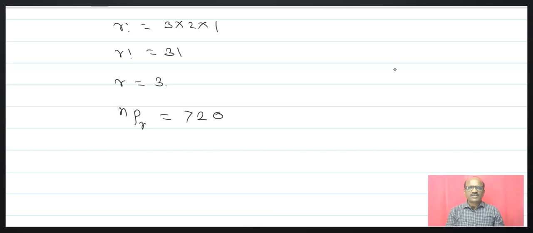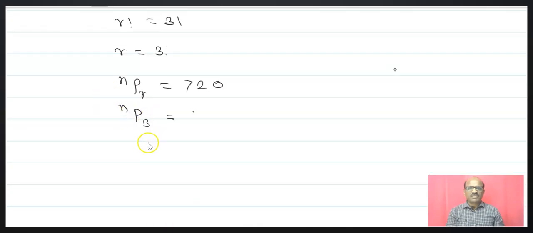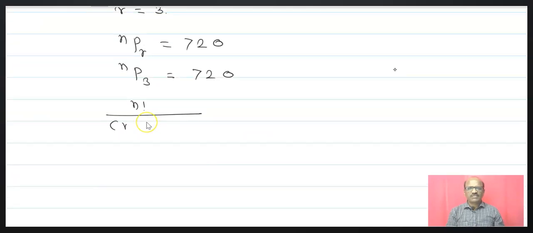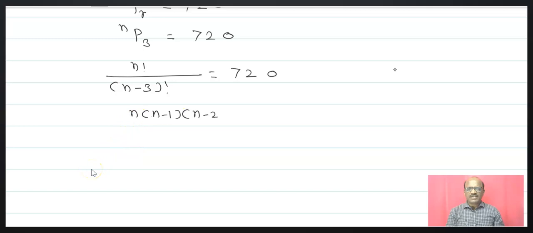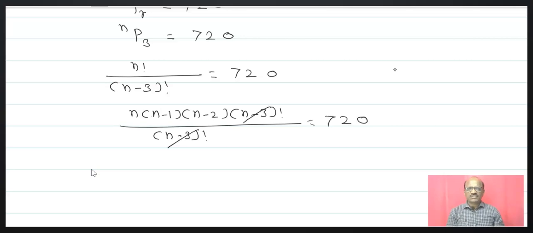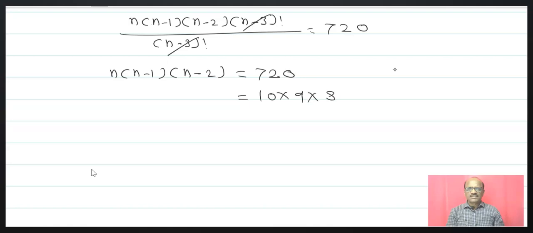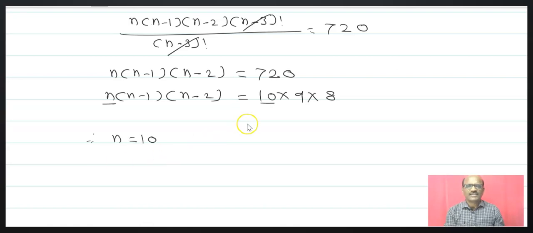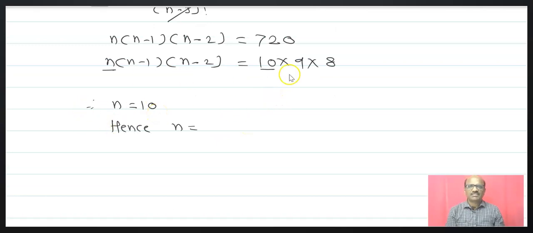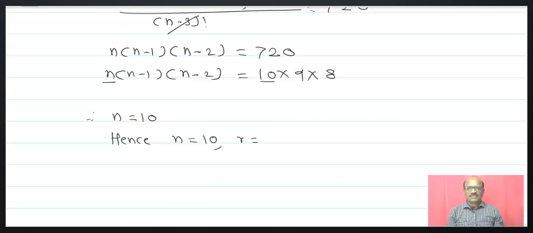Therefore nPr is equal to, again, now we have the value of r. That is n factorial upon (n minus 3) factorial is equal to 720. Now again by applying the formula for the permutation, n factorial upon (n minus 3) factorial is equal to 720. Therefore n into (n minus 1) into (n minus 2) into (n minus 3) factorial upon (n minus 3) factorial, these two terms get cancelled. That is equal to 720. n into (n minus 1) into (n minus 2) is equal to 720. And 720 is written as 10 into 9 into 8. Therefore, the value of n is equal to 10. By comparing this, you can get the value. Now, here n is equal to 10 and r is equal to 3.